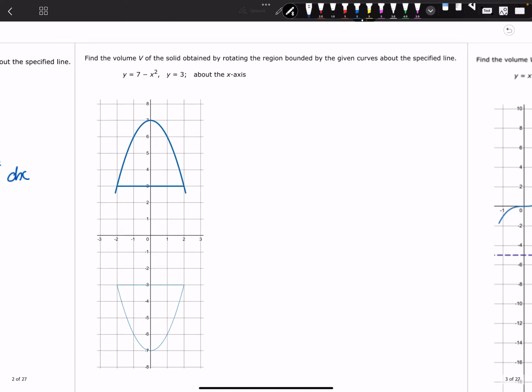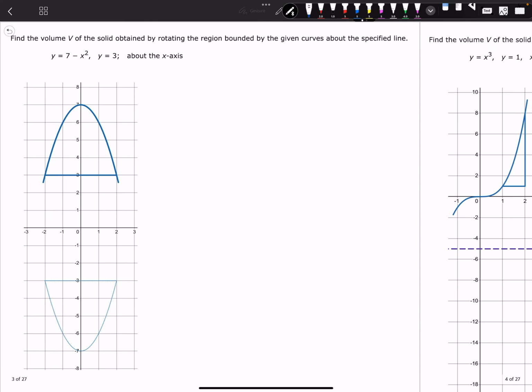All right, the next problem again is a rotation about the x-axis, and this time we have the region that is between the graphs of y equals 7 minus x squared and y equals 3. So again, if we try to draw more or less what this thing would look like when we rotate it, it might look something like this, right?